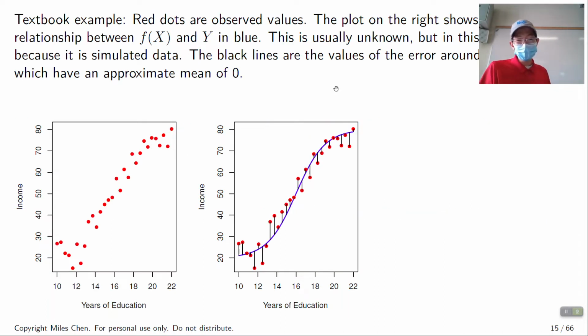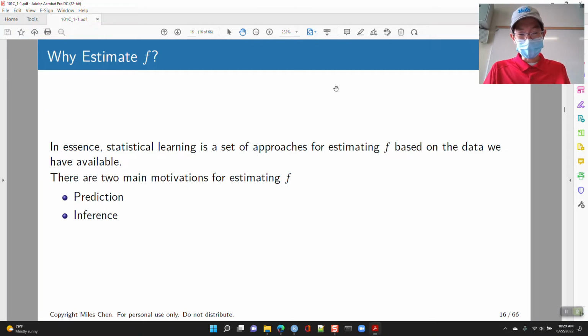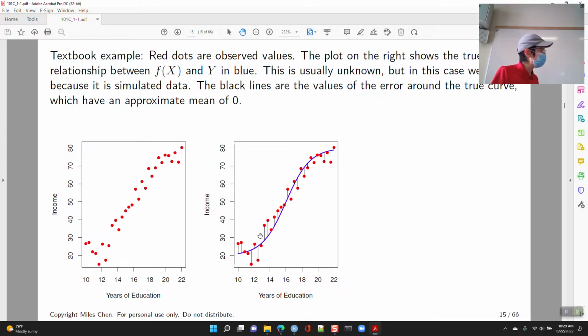And so here is just a little diagram from our textbook. This is the true relationship, shown in blue, okay? And the red dots that we see are the actual values observed. What we see is that sometimes the red dots are above the true value, sometimes the red dots are below the true relationship. And the idea is, can we figure out what this true relationship in blue is? Now, this blue line is generally unknown to us. We don't know the true relationship.